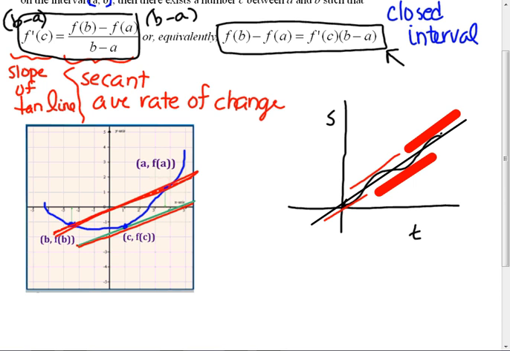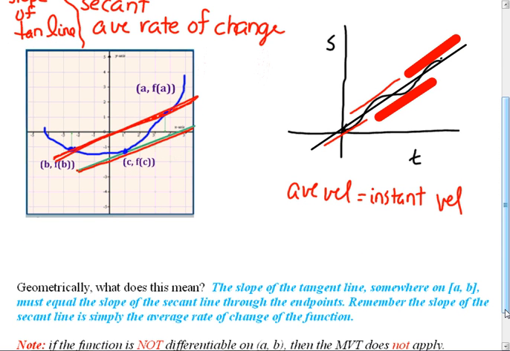Okay, if that's my position, do you remember what this secant line was called? That was my average velocity. And remember what the tangent lines are called? That's your instantaneous velocity. Remember that the slope of the secant is your average speed, where the tangent line is your instantaneous speed, right?